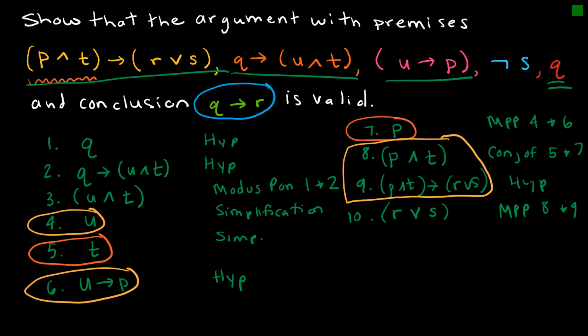So now I'm getting real close, and I've got R or S. And do I know anything about R or S? Well, I know not S. That is a given. It's a hypothesis. And if I know not S, which means S is false, and R or S is true, well, then I can conclude that R is true. And the reason I can conclude that is the disjunctive syllogism, and that is using 10 and 11.